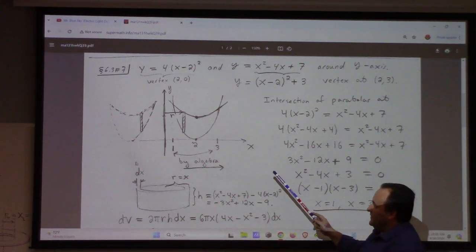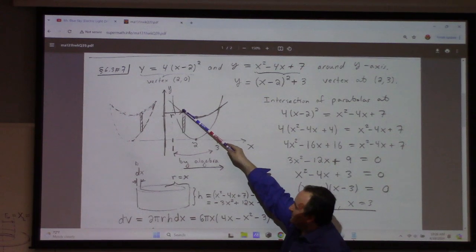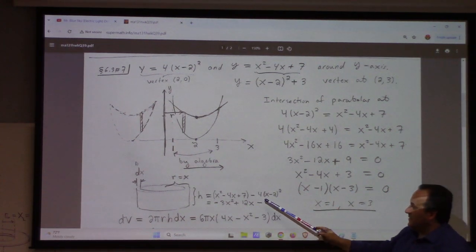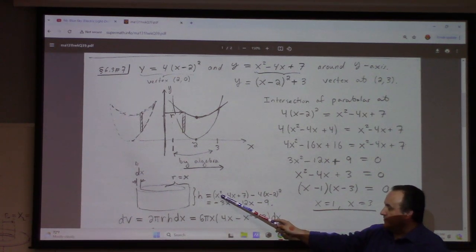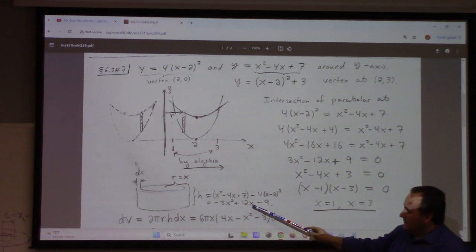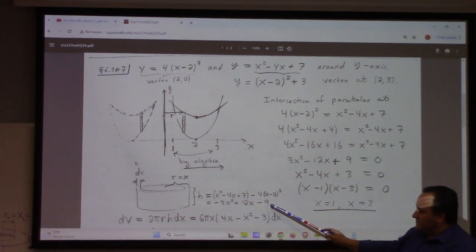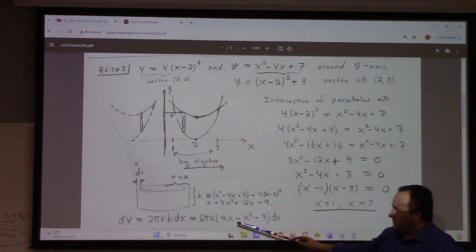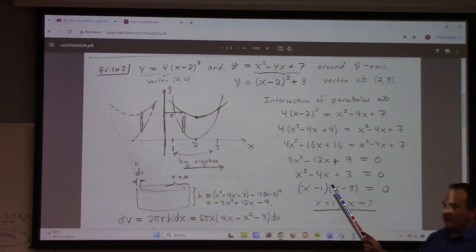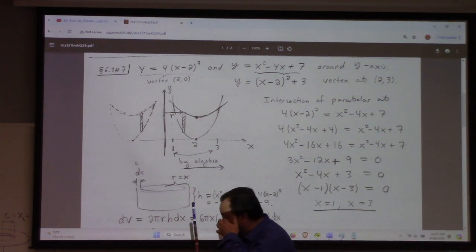Anyway, so the height of the shell here is the top y minus the bottom y, which in this case is the quadratic, the formula for the upper quadratic minus the formula for the lower quadratic, which works out to this. And then, of course, we've got 2 pi r h dx. We write that. And then we integrate. That's the method of shells here.